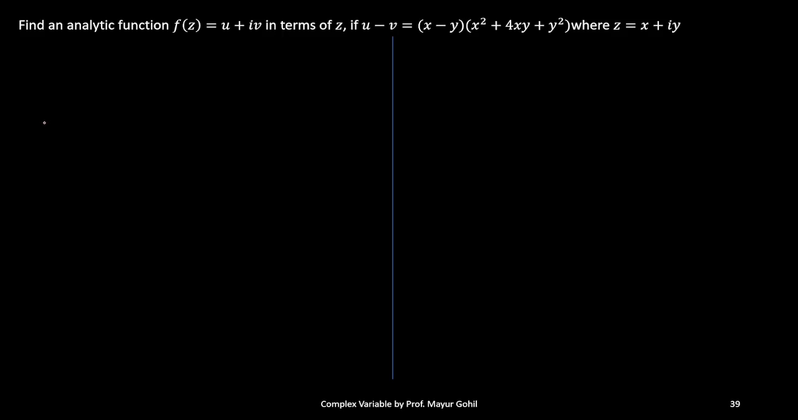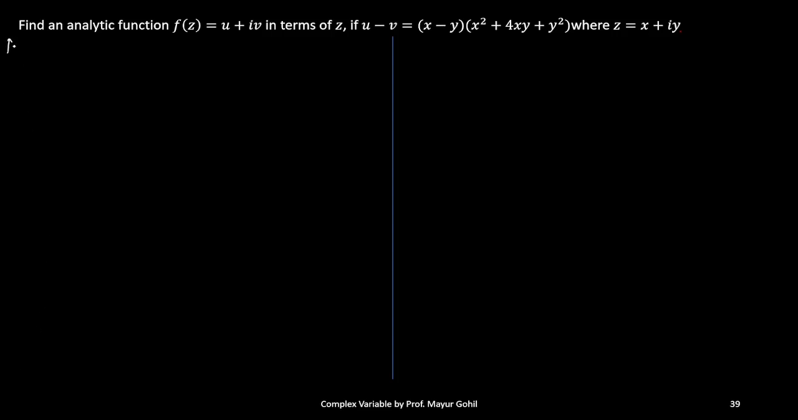I'm Mayur Gohil. In this video lecture, I take up the following question: to find an analytic function f of z equals u plus iv in terms of the variable z, if u minus v is equal to (x minus y) times (x square plus 4xy plus y square), where z is equal to x plus iy. Now, if such a question comes in examination, let us see how to handle this.